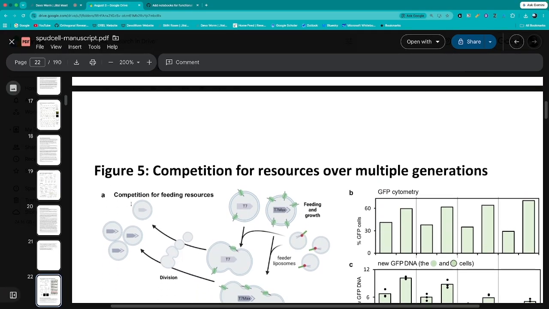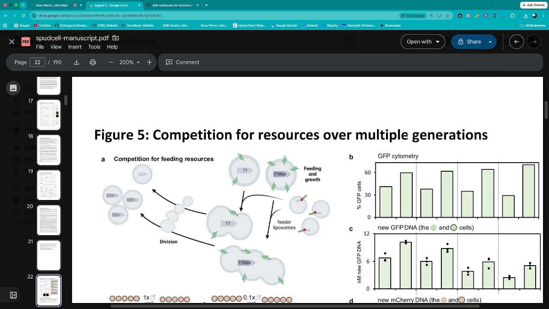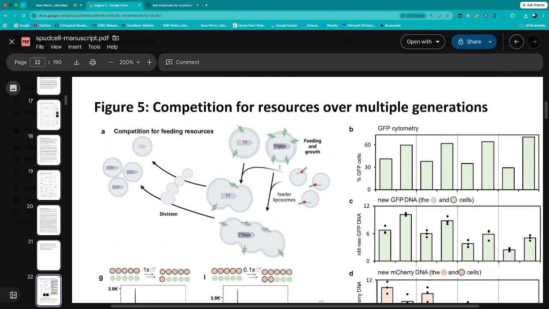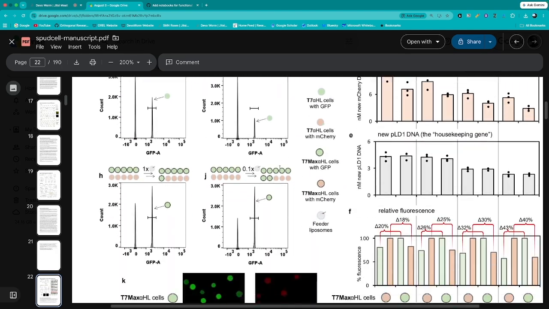And then figure 5 is competition for resources over multiple generations. So this is where we have competition for feeding resources, we have cell division, and we have our feeder liposomes, which are fused to the cells, and then we have this competitive process. So this just shows some of the results here.